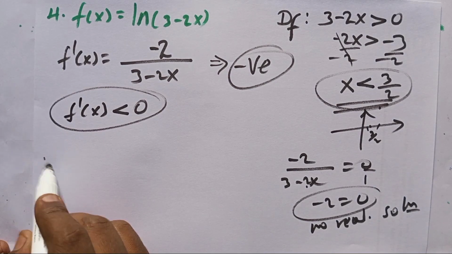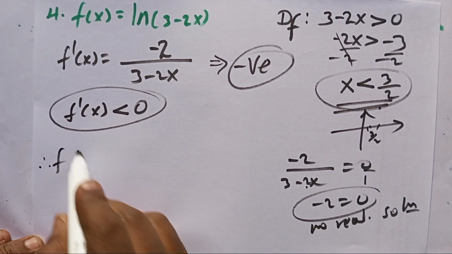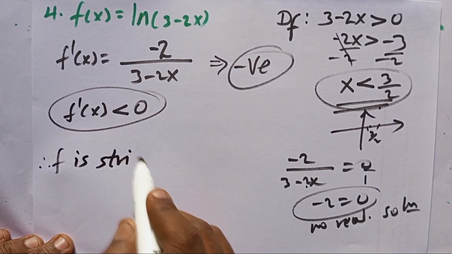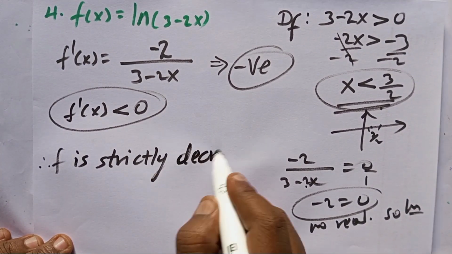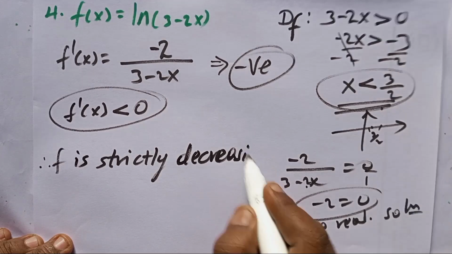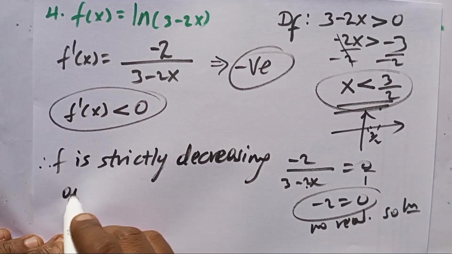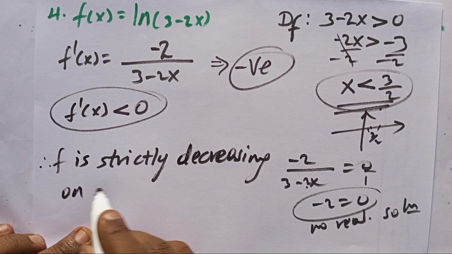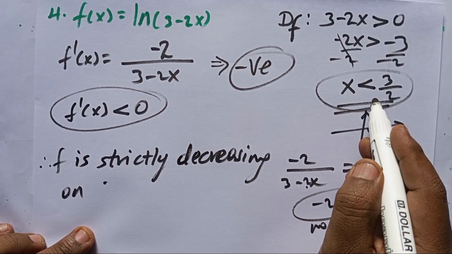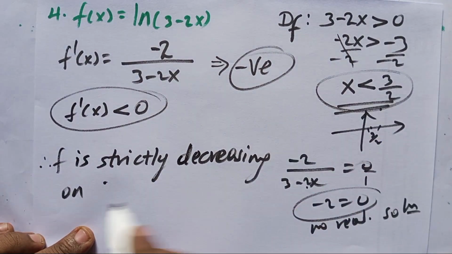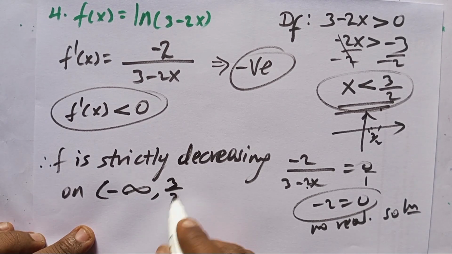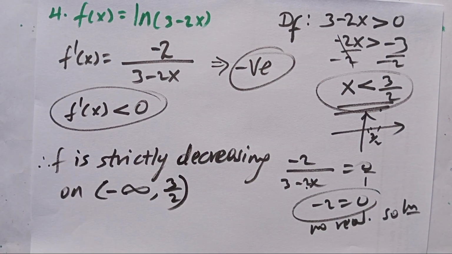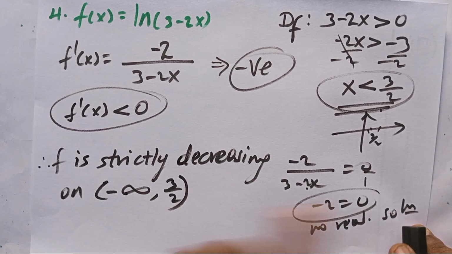So how do you write? Therefore f is strictly decreasing on the interval, which is the domain interval. The domain is less than 3/2. That means from negative infinity up to 3/2. Here 3/2 is open. Why not? It's not a member of the domain.